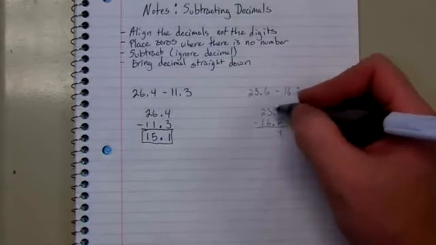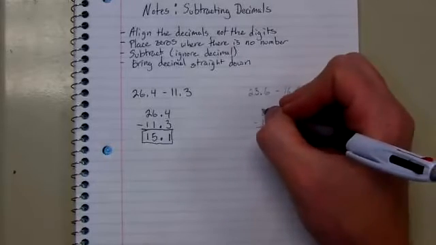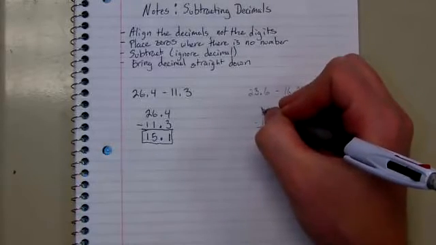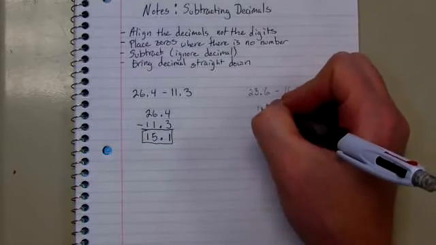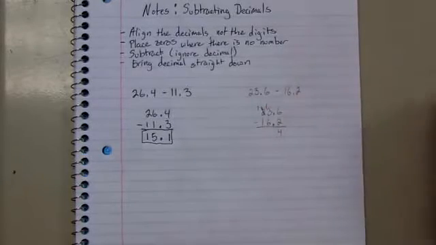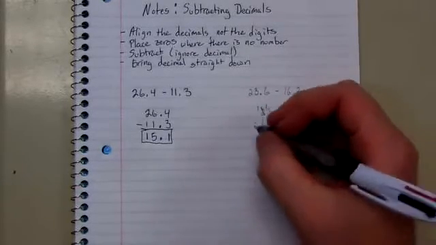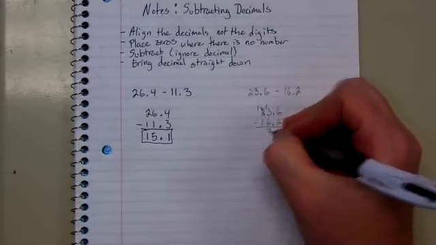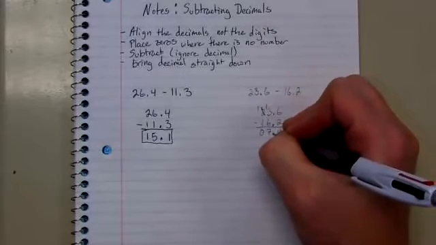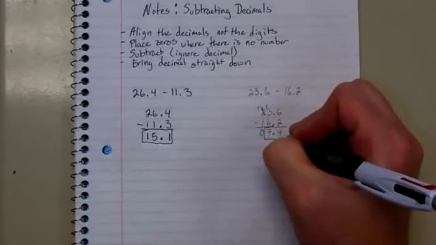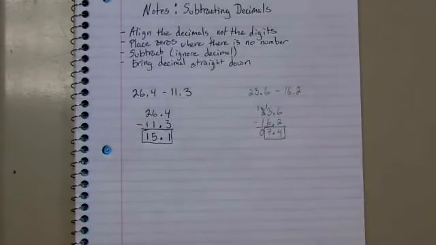We cannot take 6 from 3. So hopefully you guys remember, we look over, we have to borrow from the 2. The 2 turns into a 1. The 3 turns into a 13. So now we have 13 minus 6, which will be 7. And 1 minus 1 is 0. We bring our decimal straight down. You have a final answer of 7.4. Let's do another example.